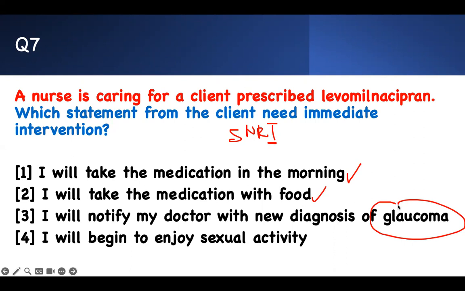Go down. I will begin to enjoy social activity. Guess what? This medication, SSRI, both antidepressants and antipsychotics, affect your sexual drive, and you develop sexual dysfunction. That's why patients don't take it, they're non-compliant. Therefore, you know that the only one that needs immediate intervention is this one. If you don't know, you can figure it out. This is a problem. This is not true. Then you can get the answer. It's number 4.